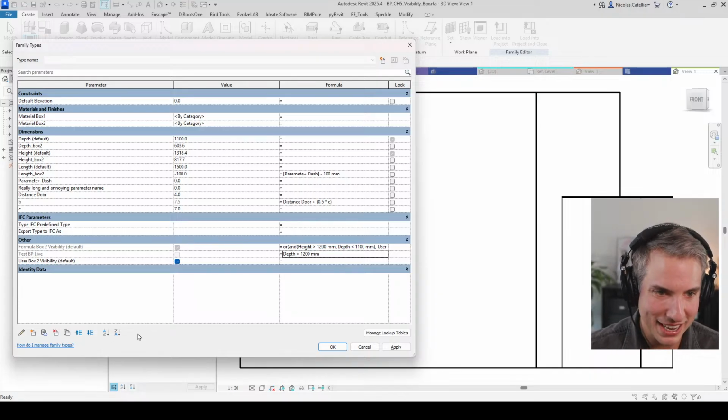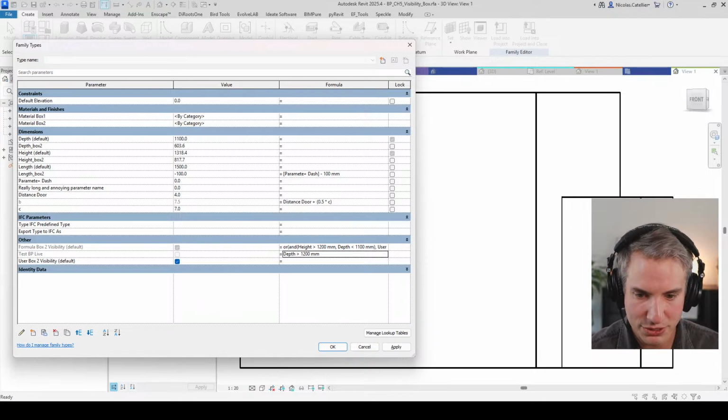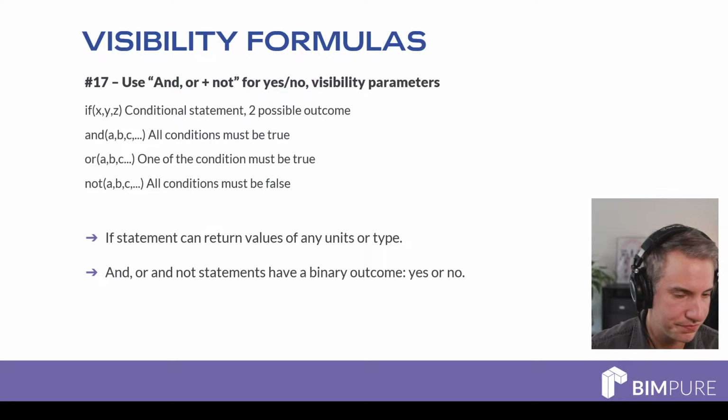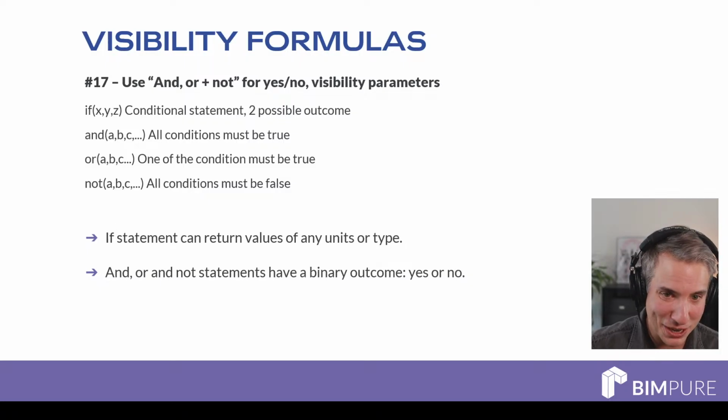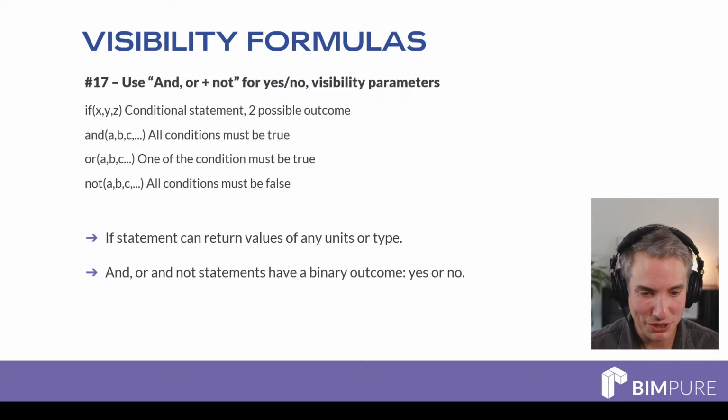Yeah, Boolean is already an if. It's already a binary outcome since it's a yes/no parameter. So you don't need to use the if. However, for visibility parameters, I like to use the and, or, and not format. I don't have enough time to explore this. I could have done a session just on all these operators.